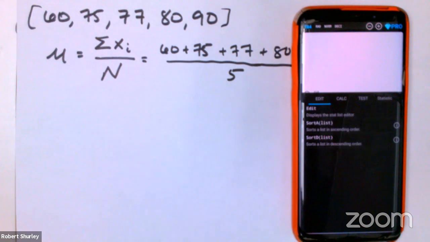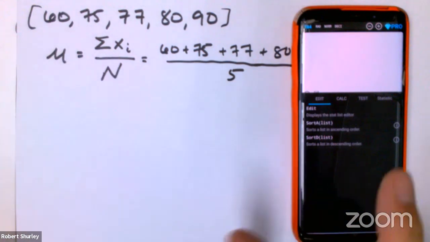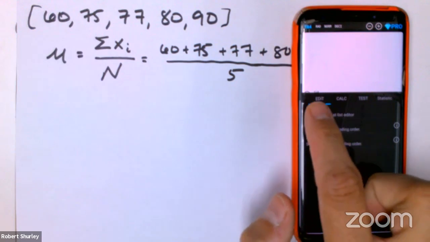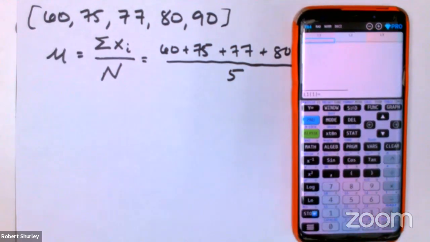if you have the actual TI, it'll have the same options, but you want to go to the edit option right there. Boom. You'll see stat edit. And you'll have these different lists, L1, L2, L3. We're just going to use L1 as our list. And you put in the number and then hit enter.